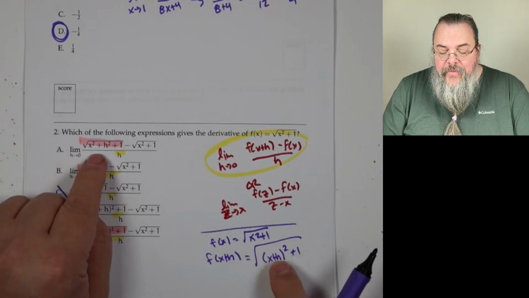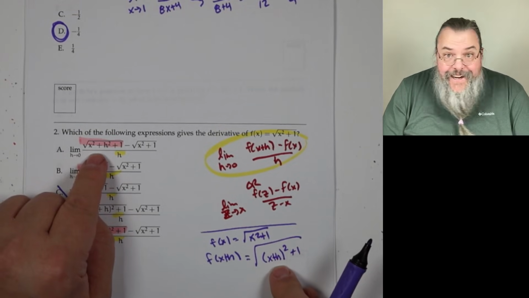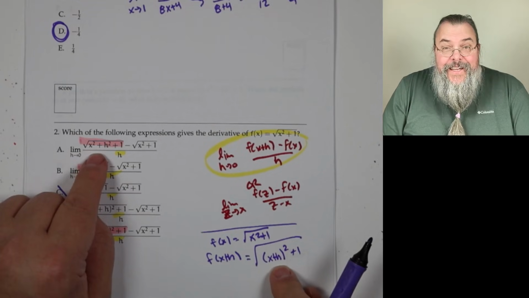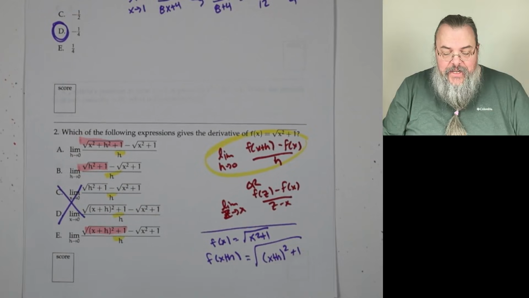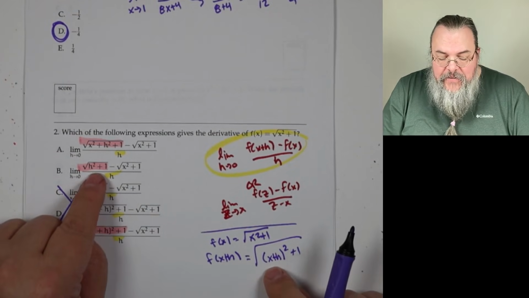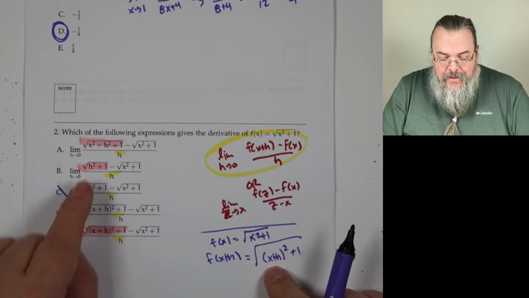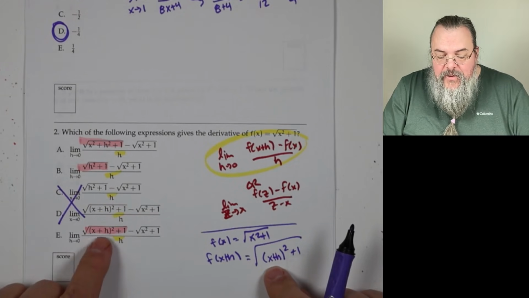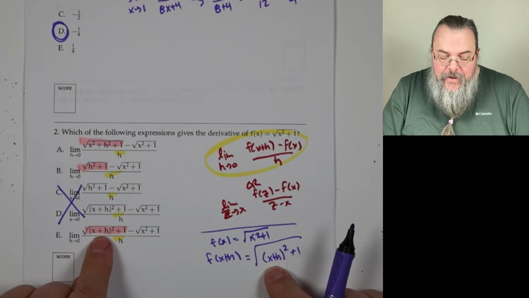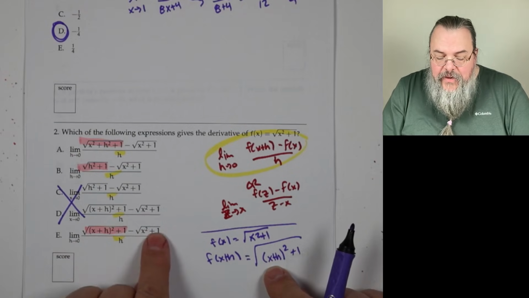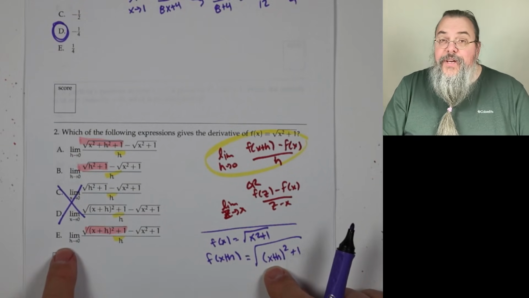Now, x plus h quantity squared is not x squared plus h squared. That's something a little bit different. There's that sort of middle term, that 2xh. This doesn't even have an x in it. Hopeless. But look here, x plus h squared plus 1. Perfect. F of x plus h minus f of x over h, limit as h goes to 0.